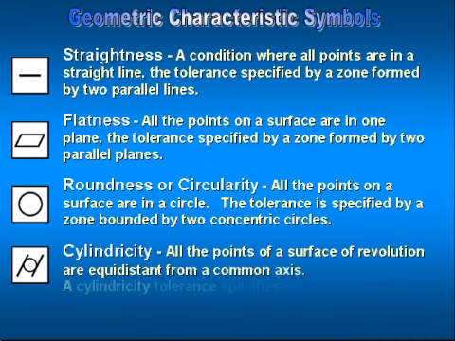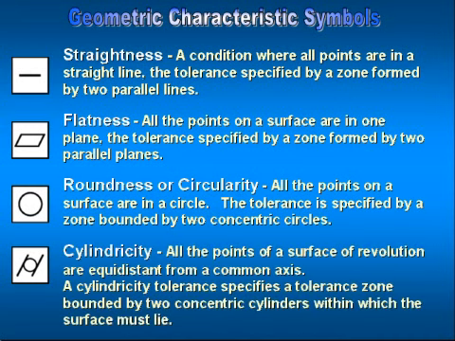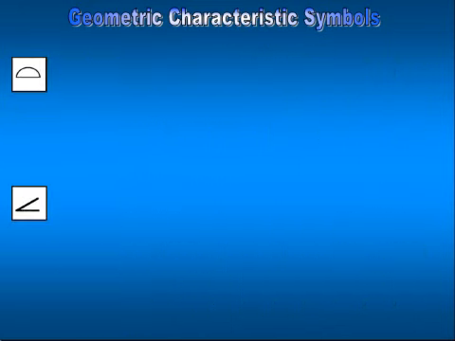Cylindricity. All of the points of a surface of revolution are equidistant from a common axis. A cylindricity tolerance specifies a tolerance zone bounded by two concentric cylinders within which the surface must lie.